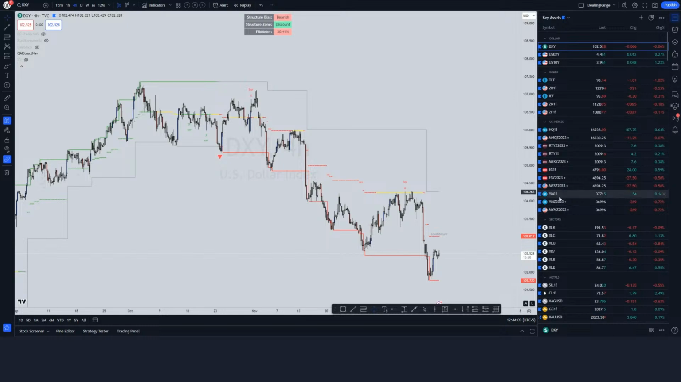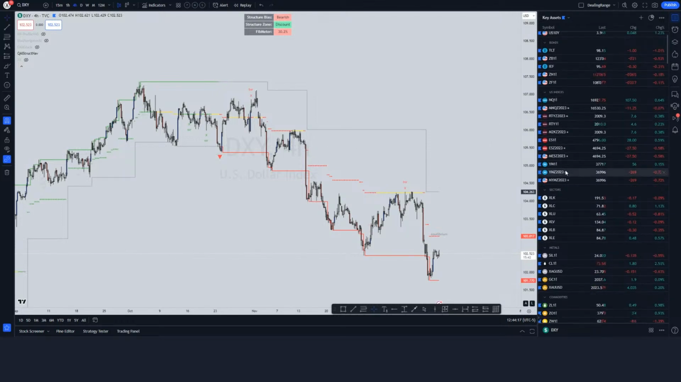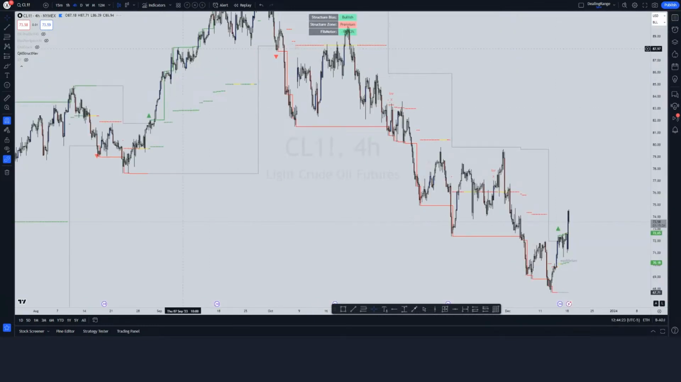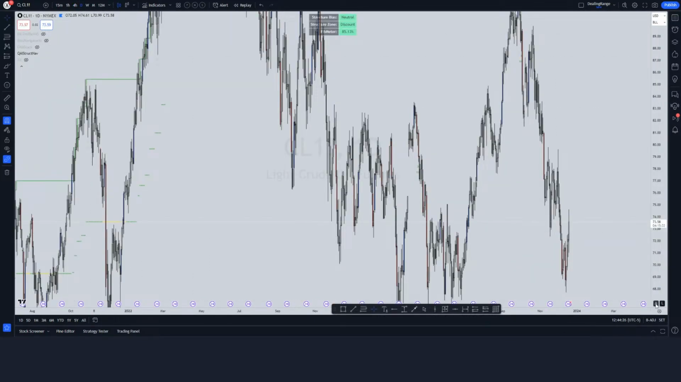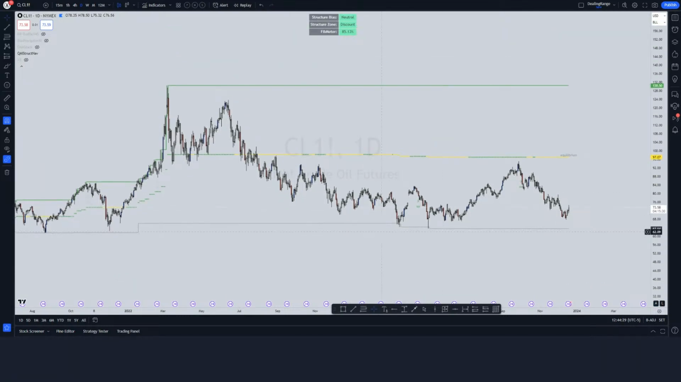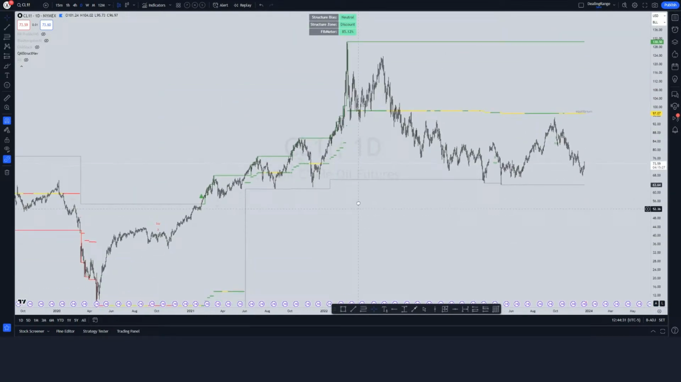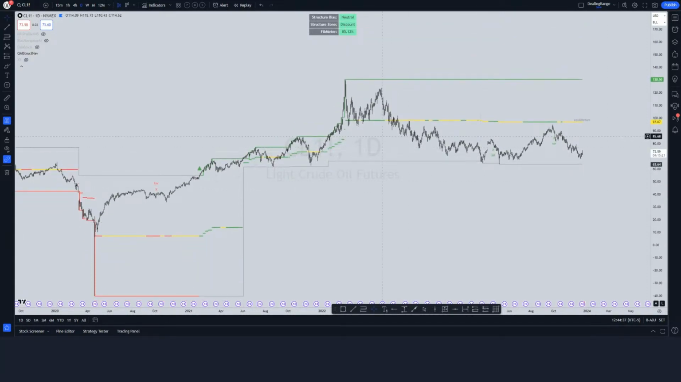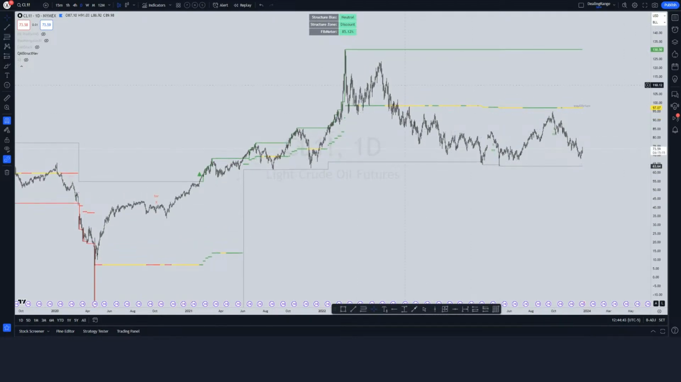Now, let's pull another chart. Suppose we want to look at oil. This is the oil contract. Let's go to a daily. This indicator actually works across multiple time frames. In this particular case, you can see on the daily chart the dealing range is very apparent. It's between this high here and this low here. This is our dealing range right now.